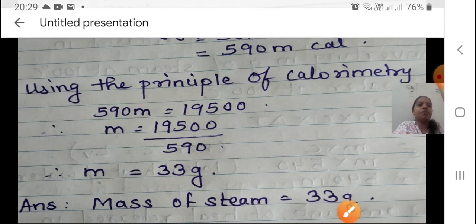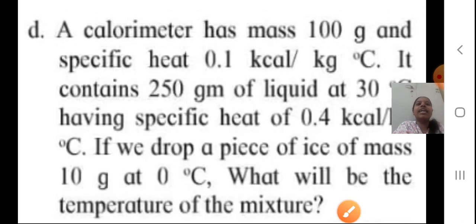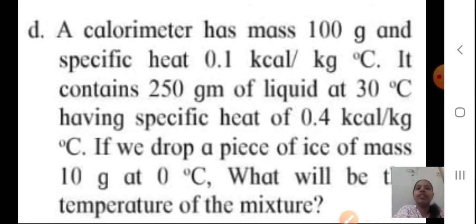Now next we will see the last sum. A calorimeter has a mass of 100 grams and specific heat 0.1 kilocalorie per kg degree Celsius.